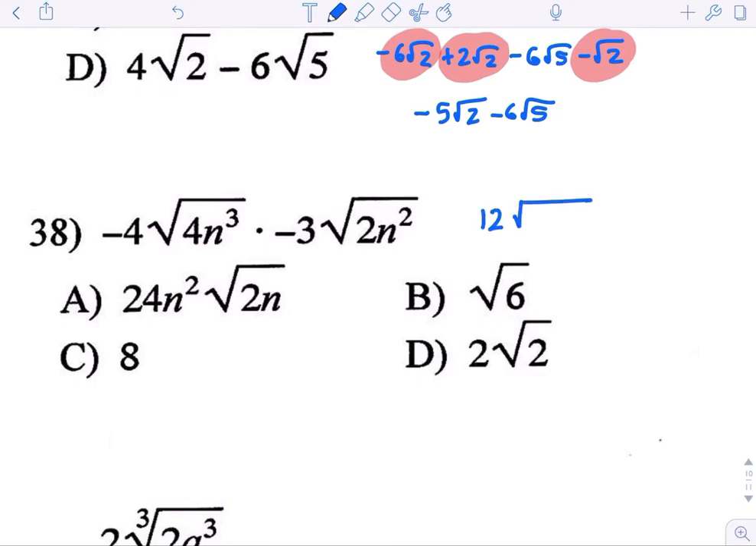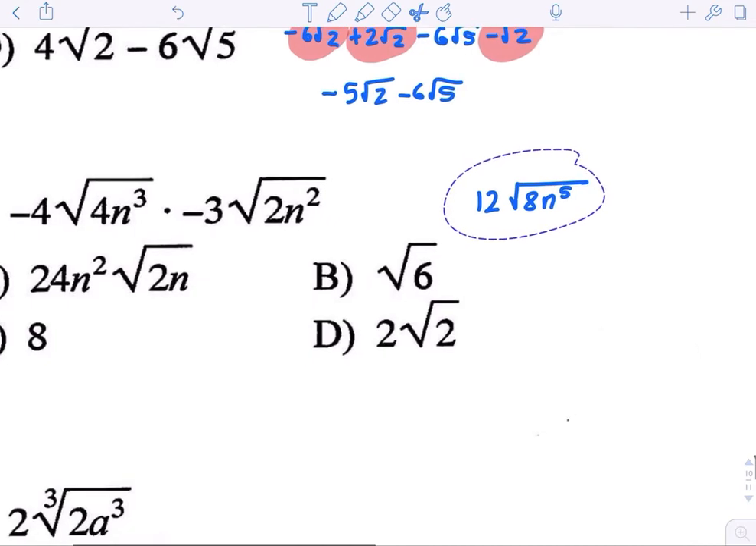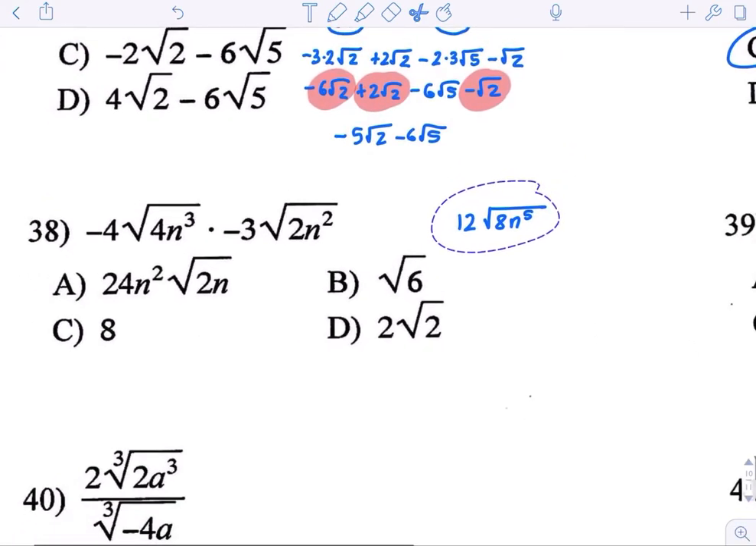Square root, inside times the inside. 2 times 4 is 8. n to the third times n squared is n to the 5th. I'm going to move this because I'm going to have to simplify the inside. So now you just simplify the inside. I found a pair, so the 2 comes on the outside, which means you're going to get 2 times 12. Well, I'll just write them out.